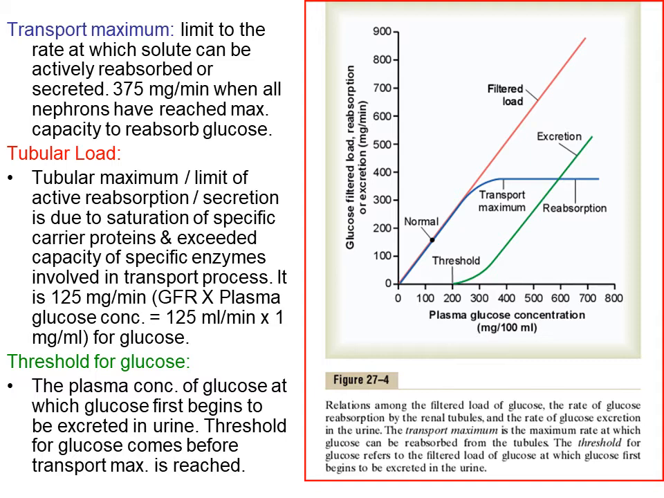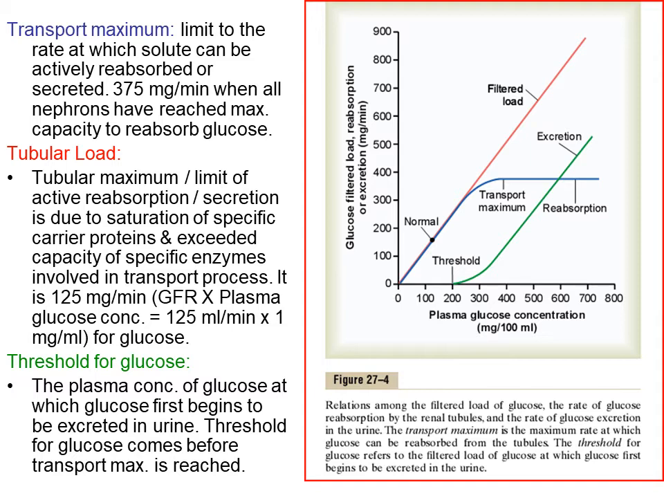Normally, glucose does not appear in the urine because all of the filtered glucose is reabsorbed in the proximal tubules. However, when the filtered load exceeds the capacity of the tubules to reabsorb glucose, urinary excretion of glucose does occur. So the threshold for glucose will be the plasma concentration of glucose at which glucose first begins to be excreted in the urine. The threshold for glucose comes before the transport maximum is reached. And in case of glucose, the threshold is approximately between 180 and 200 milligrams per deciliter.